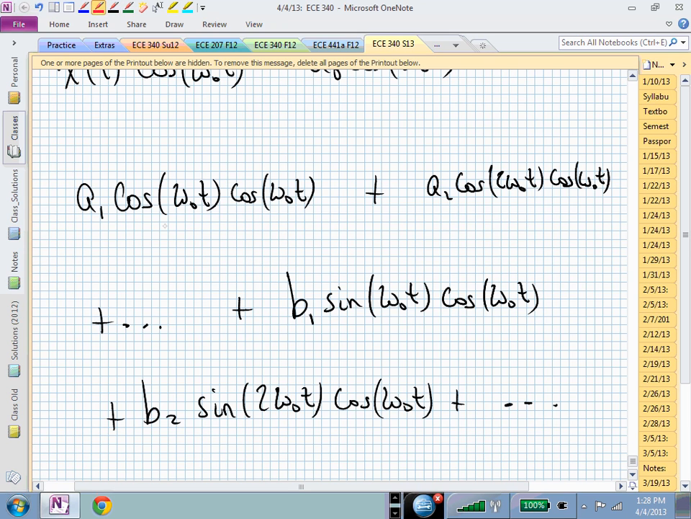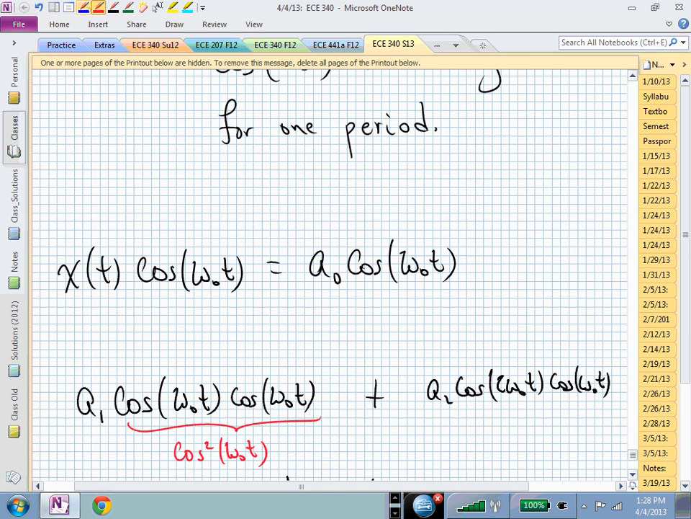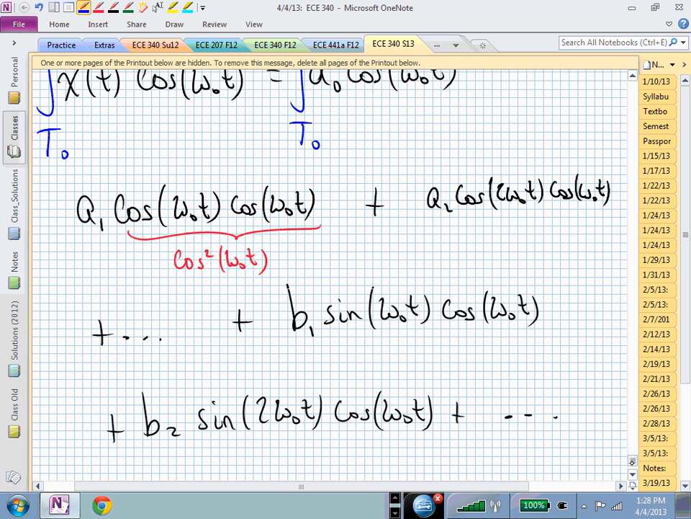This is the nice part that I wanted. This is now my cosine squared of omega naught t. But now what I want to do is integrate all these terms. I integrate this over t naught. I integrate this over t naught. I integrate this over one period. All of these I now integrate over one period.